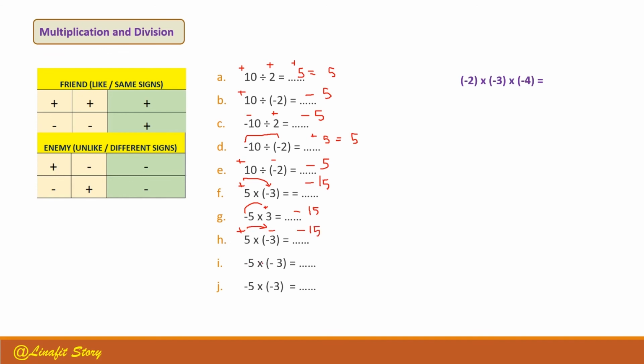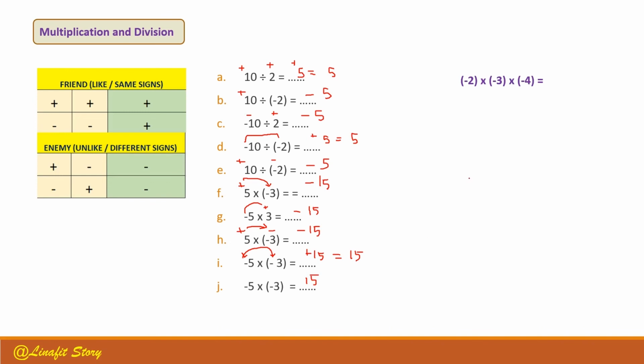Negative 5 times negative 3. You meet your friend. Why? Because the same sign. You meet your friend, so the result is positive 15. We just write it as 15. Negative 5 times negative 3, the result is positive 15. Why? Because you meet your friend.